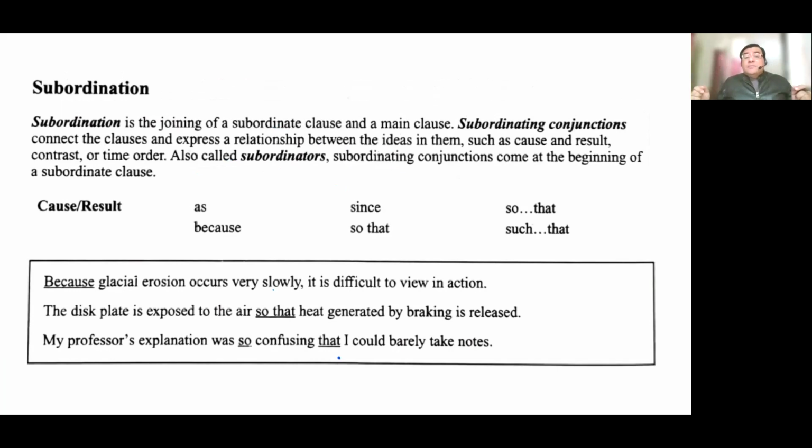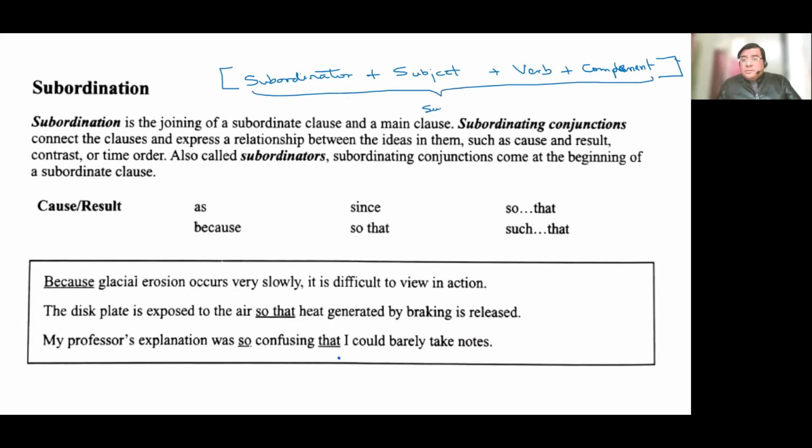Now, let's try the fourth group, which is subordinating conjunctions. The name says it all. It's when we put together a subordinate clause and a main clause. And the kind of relationship of subordination that they can express between the ideas could be cause and result, contrast, or time order. Subordinating conjunctions always come at the beginning of a subordinate clause, and they become part of the subordinate clause. So you have the subordinator plus the subject plus the verb plus any other complementary words as part of the clause.